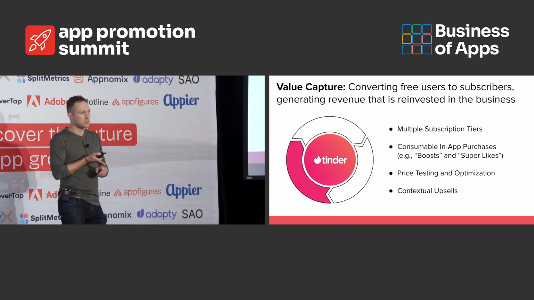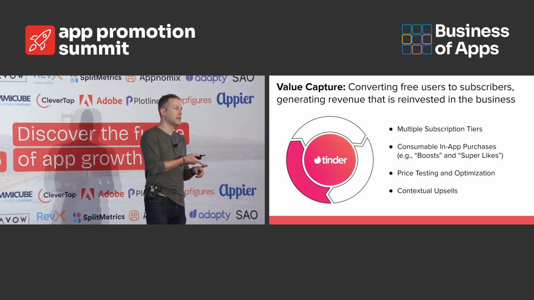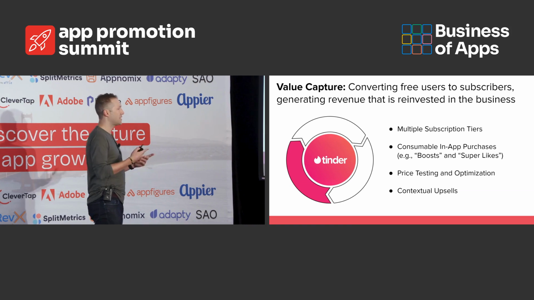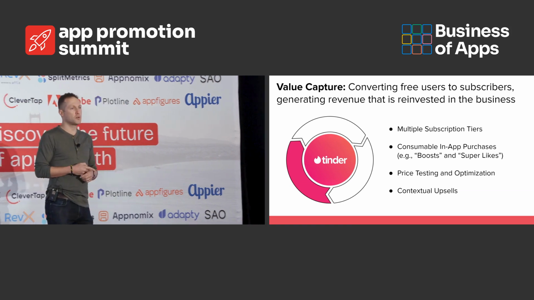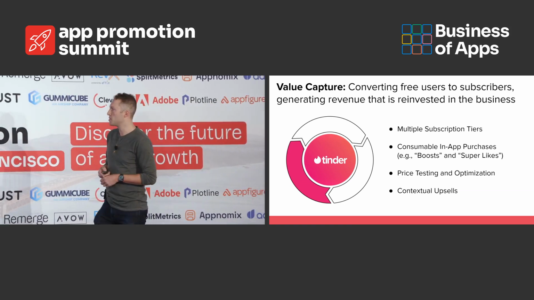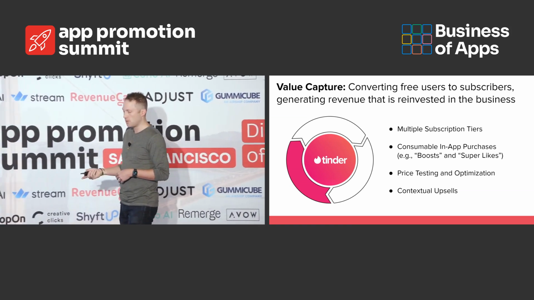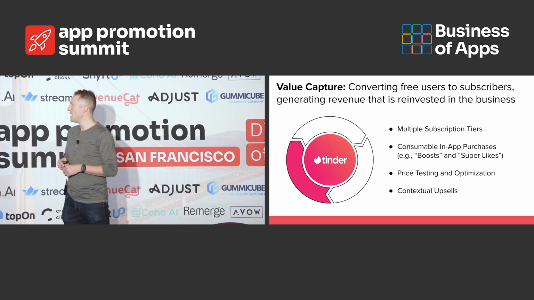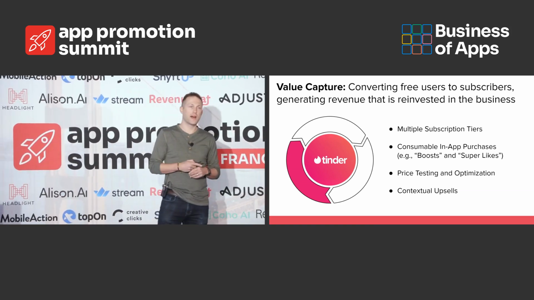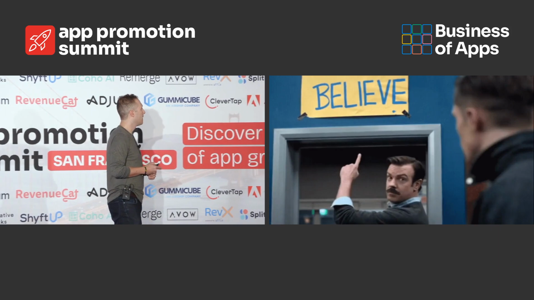So they have multiple subscription tiers. They've expanded beyond Tinder Plus to Tinder Gold and Tinder Platinum. They have these consumable in-app purchases like boosts and super likes that are complementary to their 3 subscription tiers. And then they've done all the obvious stuff like price testing and optimization, contextual upsells, and so on and so forth. And that helps to ensure they're getting as much value capture from their user base as they can.